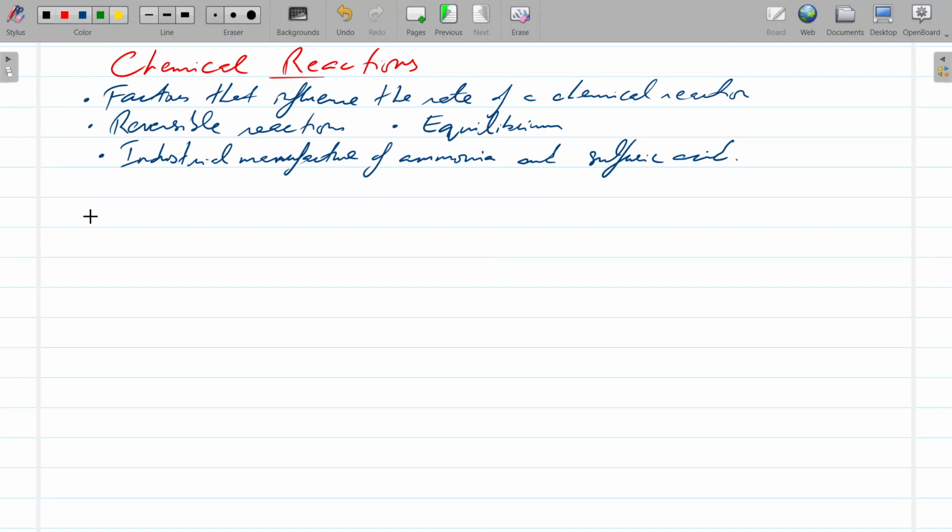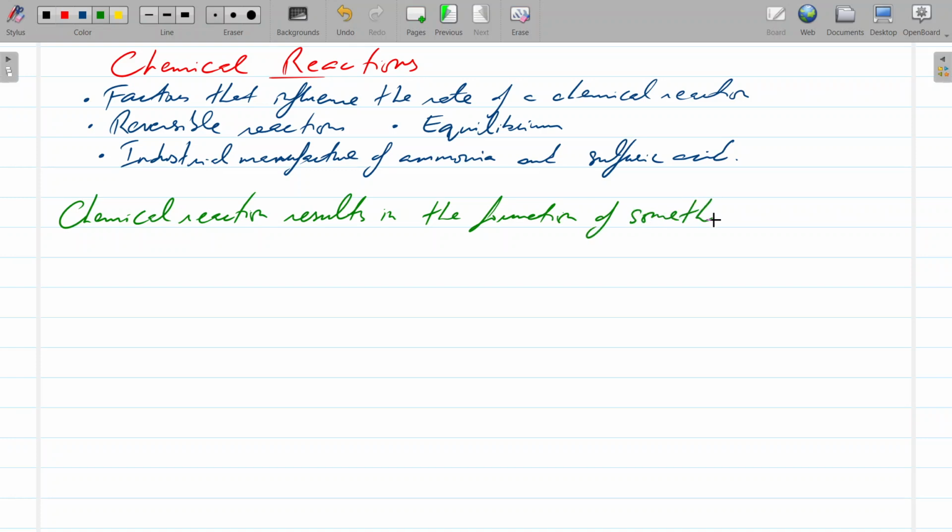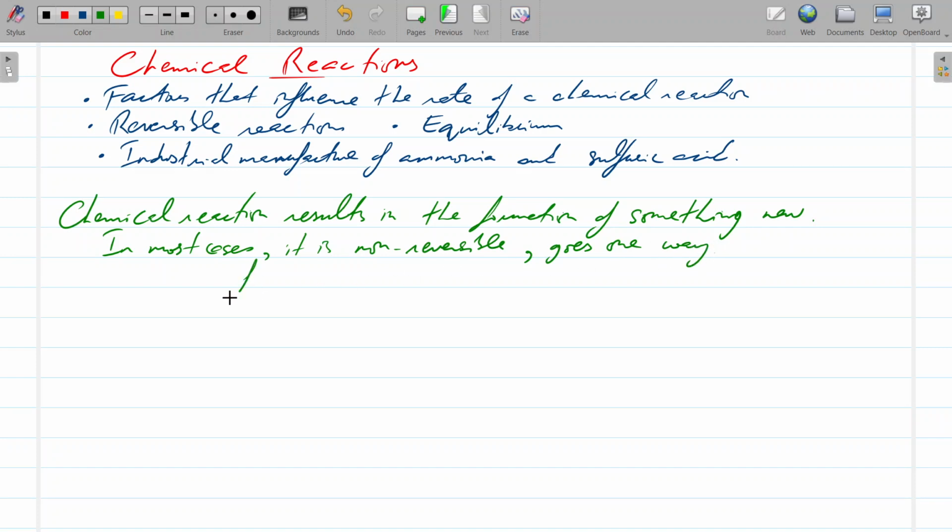Right, so first of all, let's start with chemical reaction. A chemical reaction is one that results in the formation of something new, and in most cases it is non-reversible, meaning it only goes one way, from reactants to products.